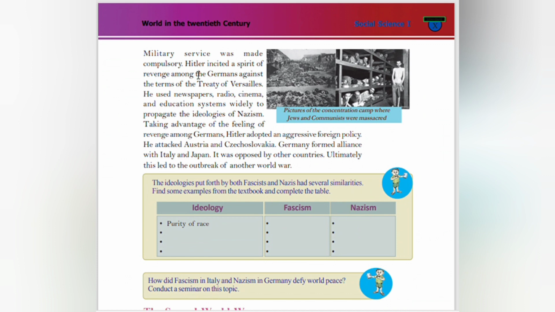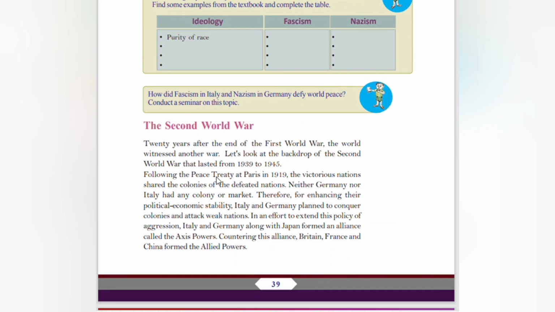Hitler incited a spirit of revenge among the Germans against the terms of the Treaty of Versailles. He used newspapers, radio, cinema, and the education system widely to propagate the ideologies of Nazism. Taking advantage of the feeling of revenge among Germans, Hitler adopted an aggressive foreign policy and attacked Austria and Czechoslovakia. Germany formed an alliance with Italy and Japan. It was opposed by other countries. Ultimately, this led to the outbreak of another World War.